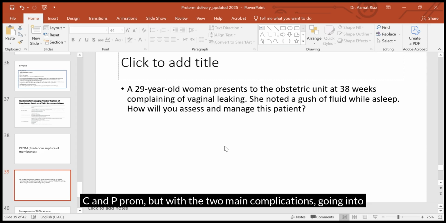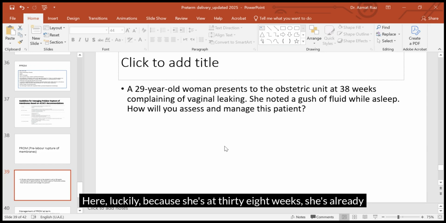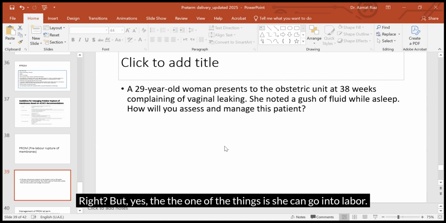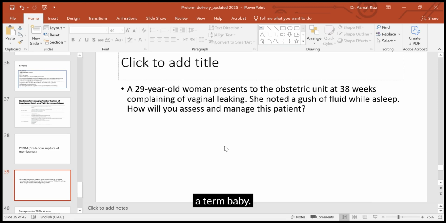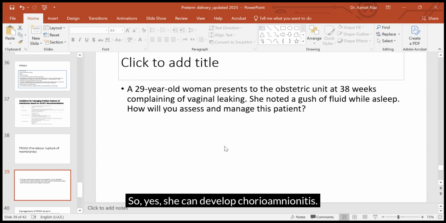See, in PPROM, what were the two main complications? Going into preterm labor, and second was infection. Here, luckily, because she's at 38 weeks, she's already term, so there is no risk of preterm delivery, right? But yes, one of the things is she can go into labor, and here we want her to go into labor, right? Because it's already a term baby. Secondly, which we do not want, is the risk of infection. Okay, so yes, she can develop chorioamnionitis.